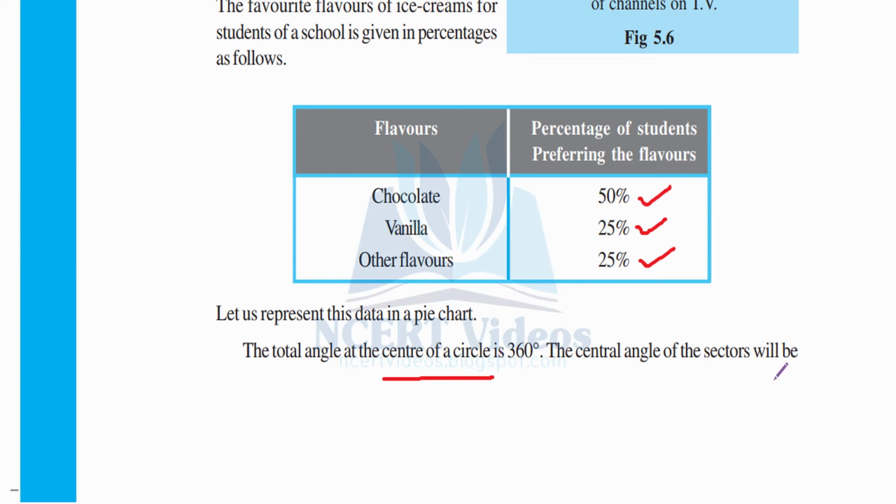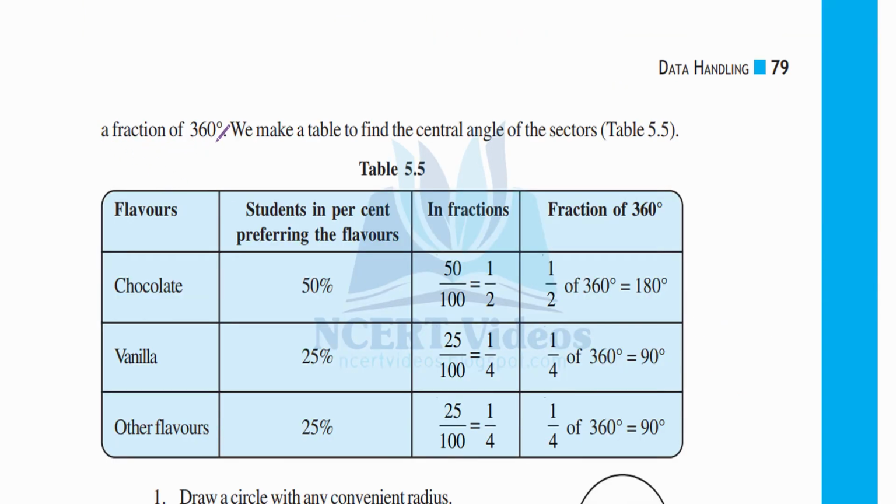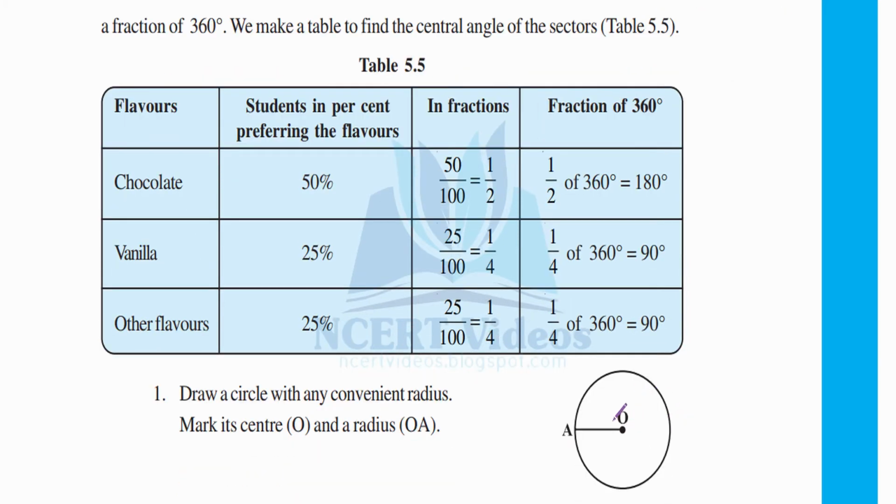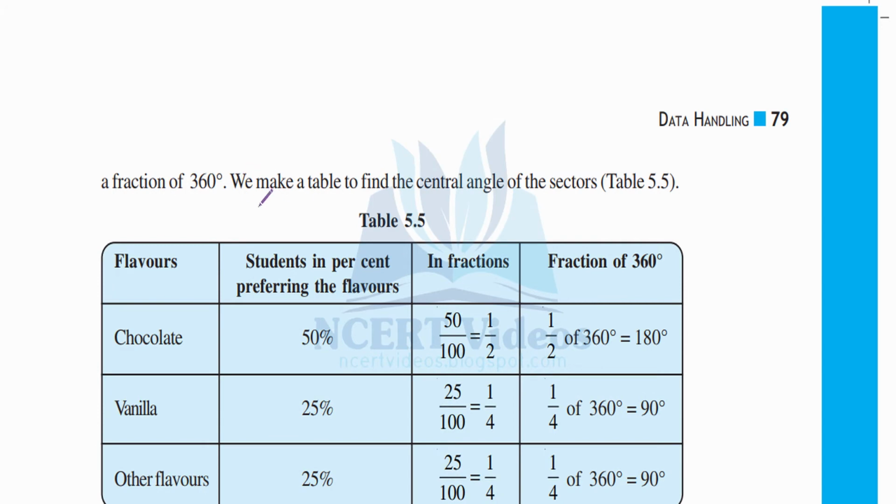It says the central angle of the sectors will be a fraction of 360 because the complete central angle is 360 degrees. That is, as you can see here, this complete angle will be equal to 360 degrees, and there will be chunks called sectors like these. So suppose this is sector number 1 and this is sector number 2. So what we are doing, we are actually dividing this central angle into fractions. So that is what this statement says. So we make a table to find the central angle of the sectors, and that is just what is needed in order to construct a pie chart.